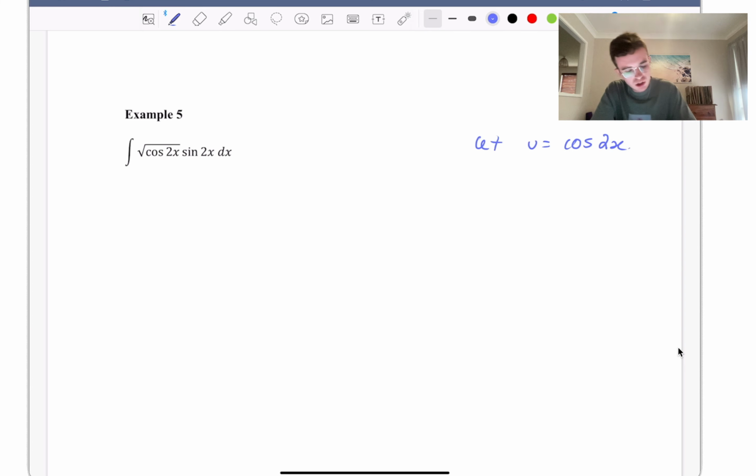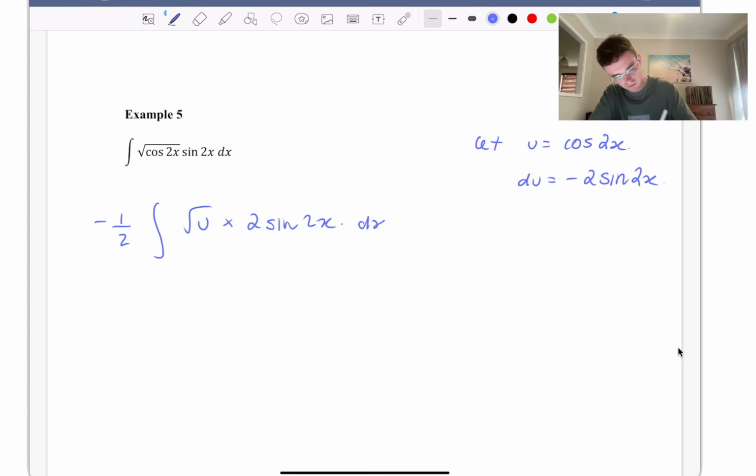Usually we want the thing under the square root to be u, because if we didn't, then we would potentially accidentally get a du underneath the square root. We don't want that. So du is going to equal minus 2 sine of 2x. So we want a minus a half here, I think. We want a minus a half here, integral root u times 2 sine of 2x dx.